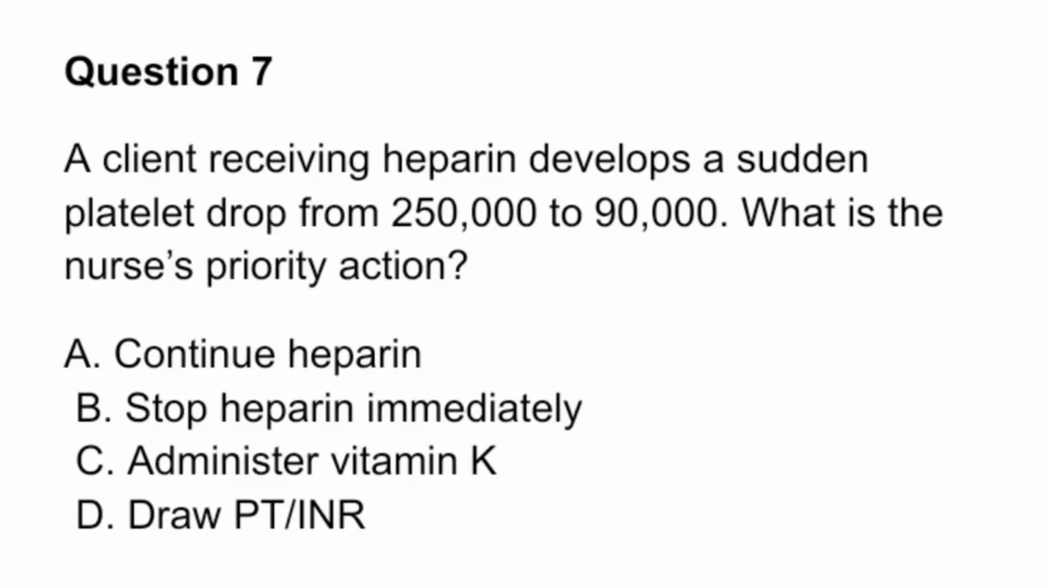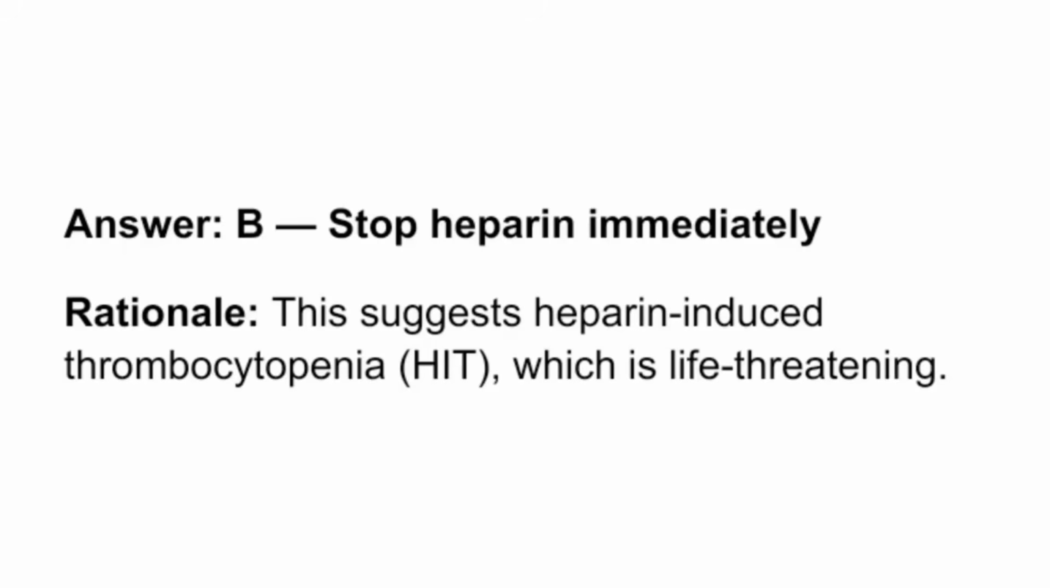Question 7. A client receiving heparin develops a sudden platelet drop from 250,000 to 90,000. What is the nurse's priority action? A. Continue heparin. B. Stop heparin immediately. C. Administer vitamin K. D. Draw PT/INR. Answer: B. Stop heparin immediately. This suggests heparin-induced thrombocytopenia, HIT, which is life-threatening.